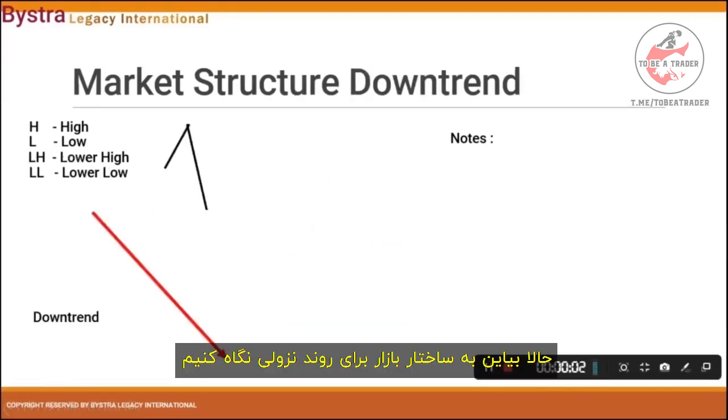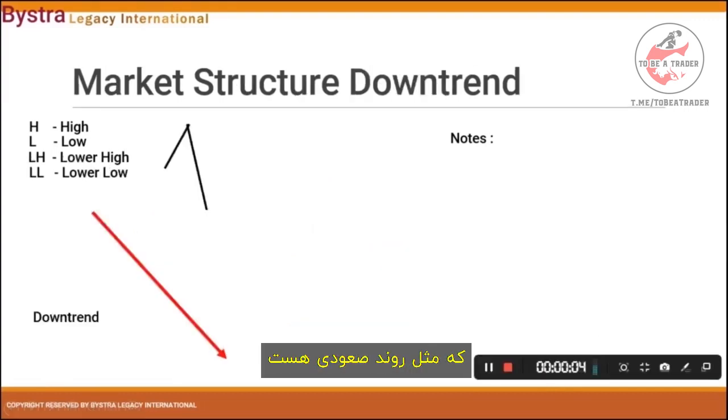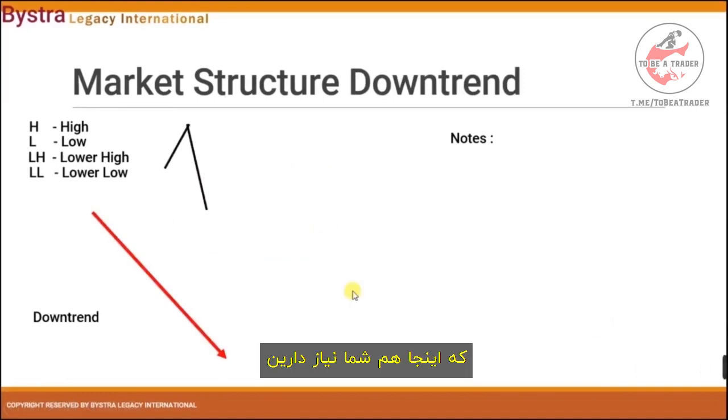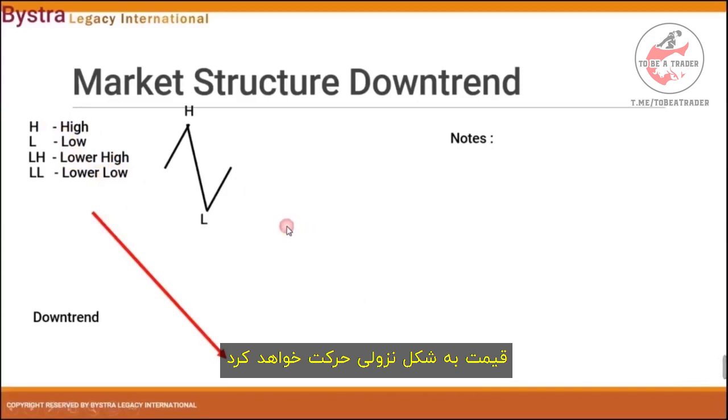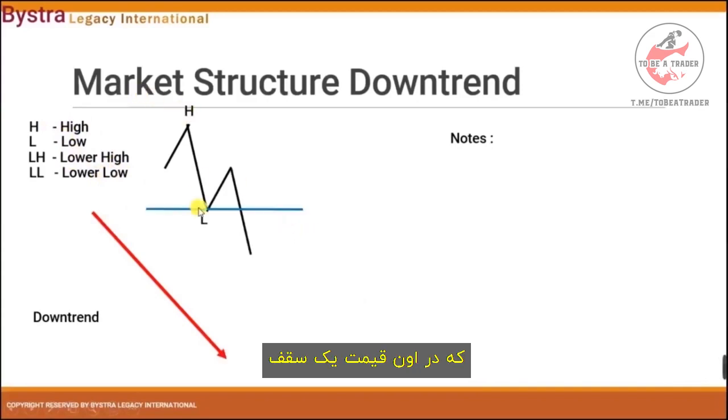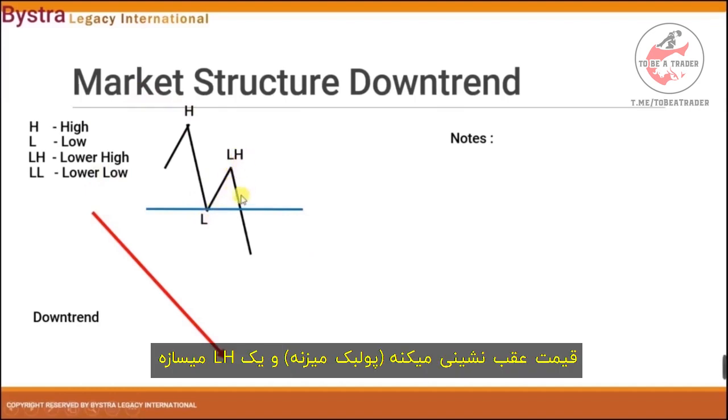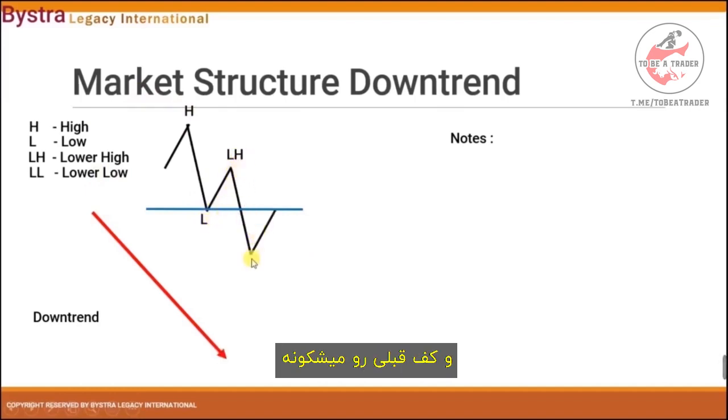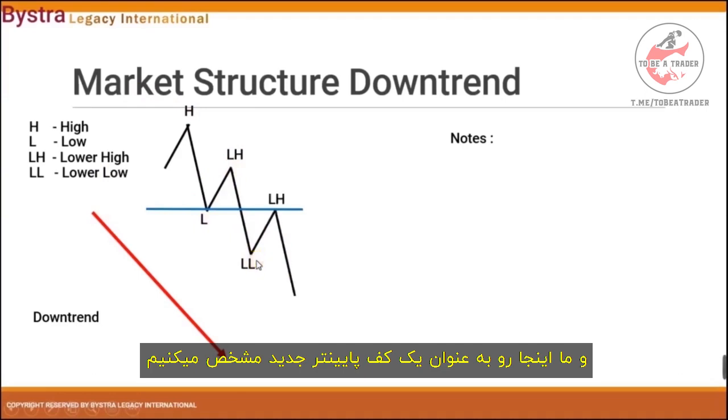Now let's look at the market structure for downtrend. Same as the uptrend, you need to identify and know the high, the lower high, and the lower low. For downtrend, price will move in a downtrend motion, where price will create a high, a low, then price pulls back, creates the lower high, and breaks the previous low. This will be marked as your new lower low.